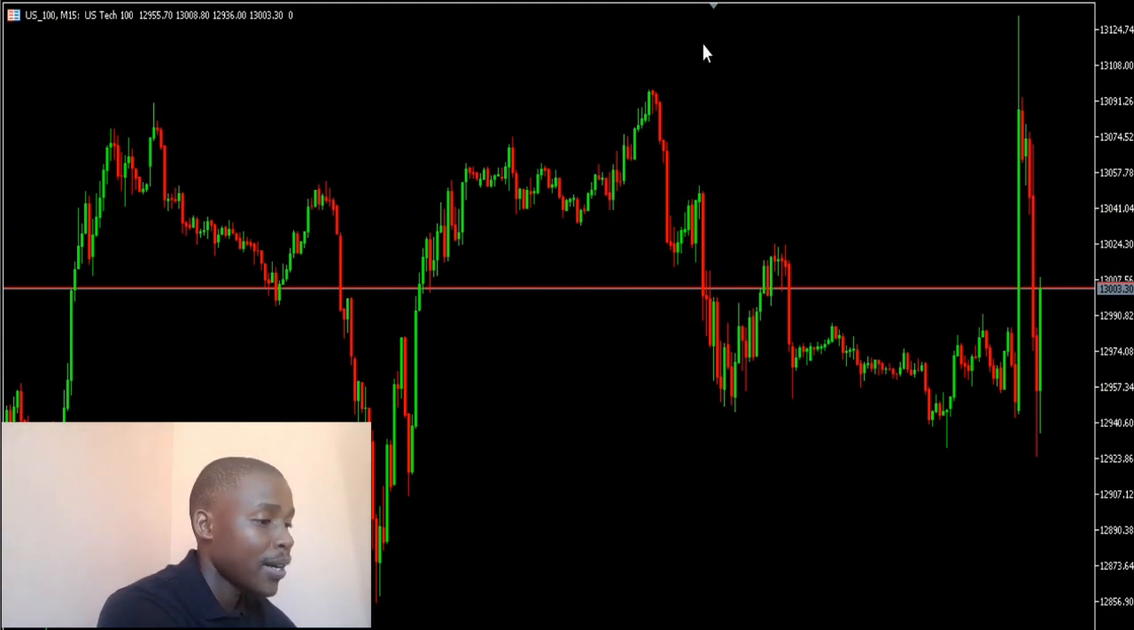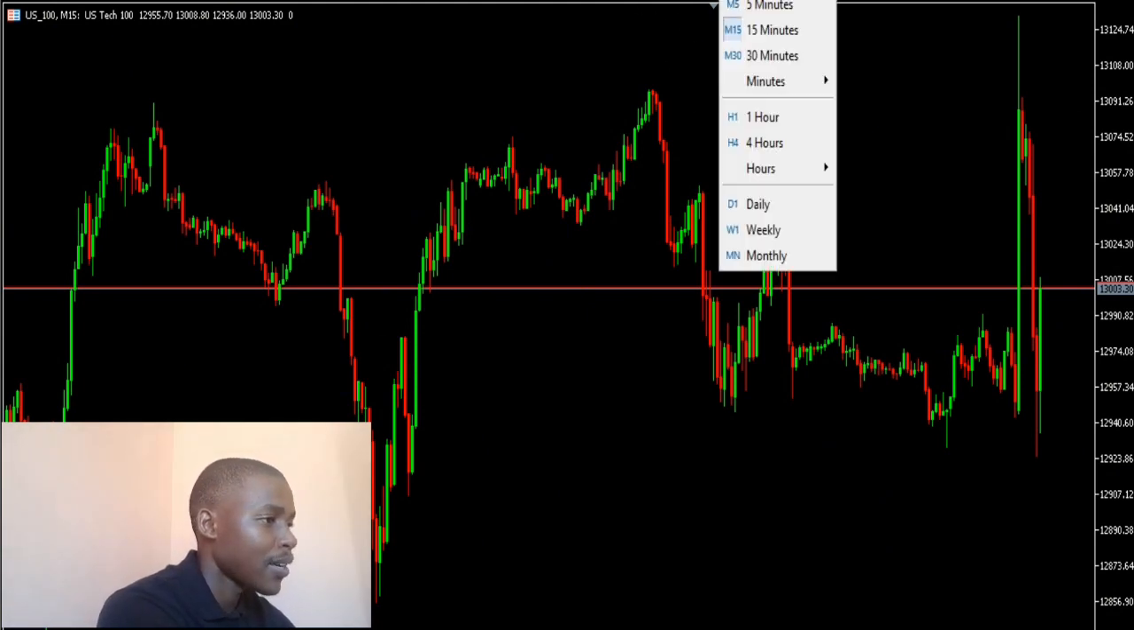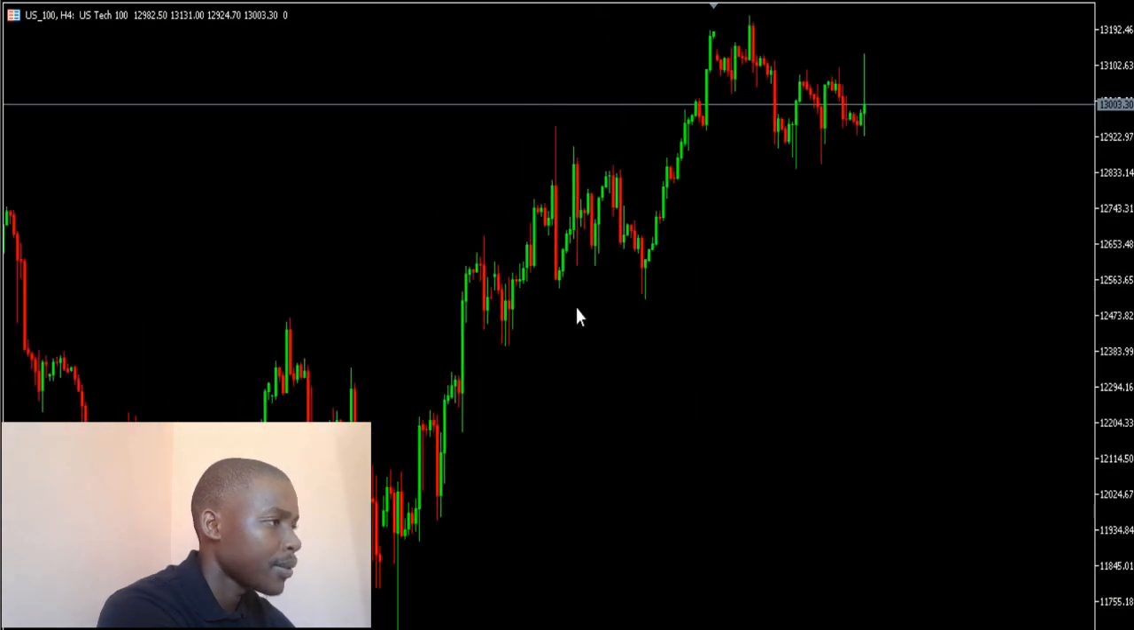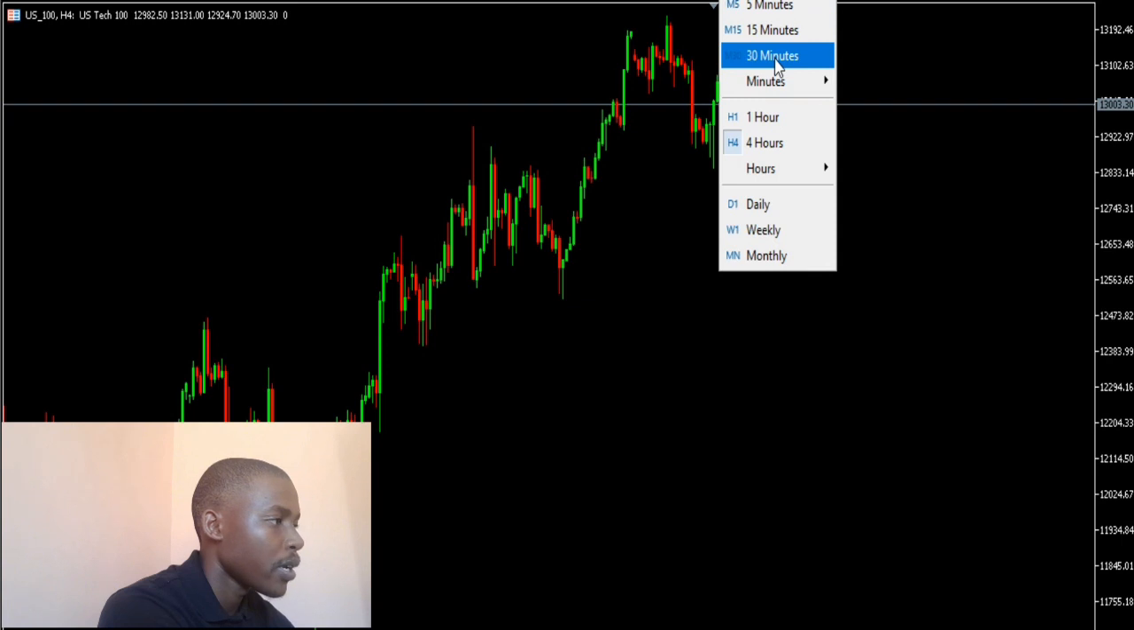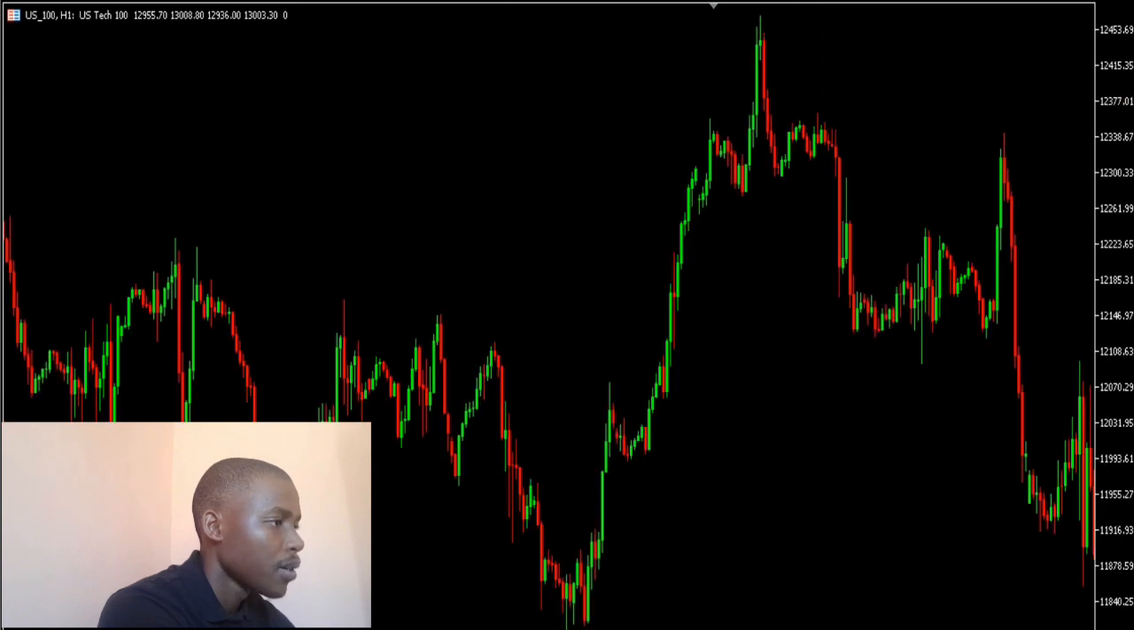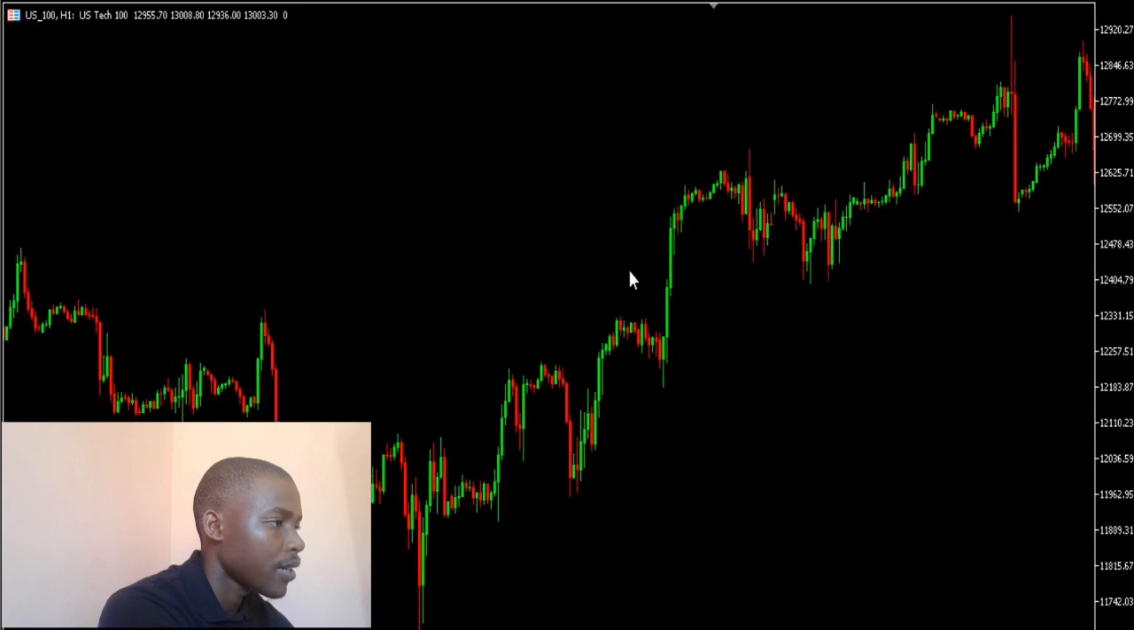You can see we're going to start off with the highest time frame, which is the 4-hour time frame. We can see the whole movement is on an uptrend, and the current candle right there is quite bullish. So we're going to remove that, and then we go on to the 1-hour time frame.